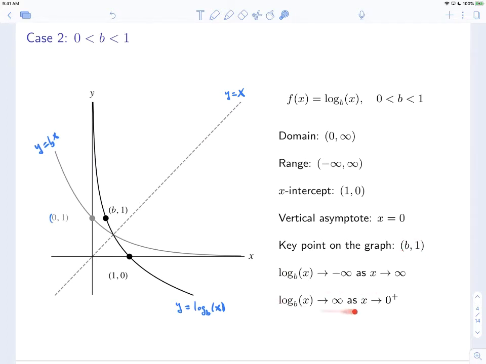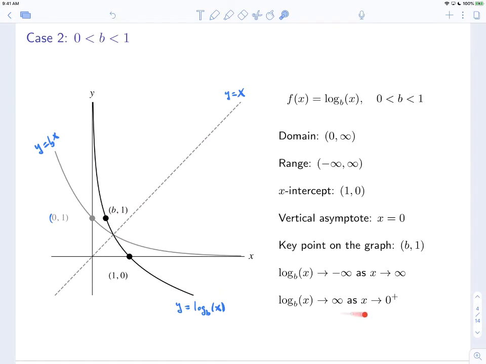The end behavior of this logarithmic curve when b is between 0 and 1 is given here. Log base b of x goes to negative infinity as x goes to infinity. So as x moves to the right, the logarithmic curve decreases without bound.